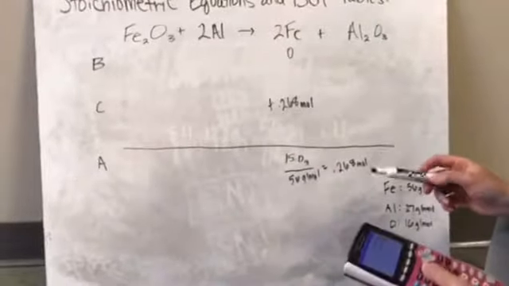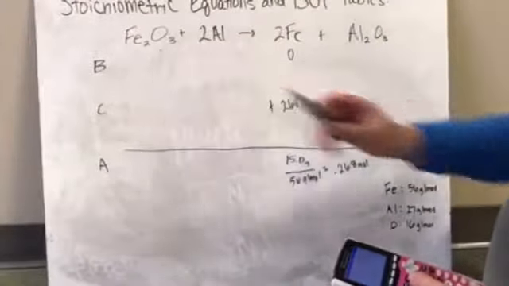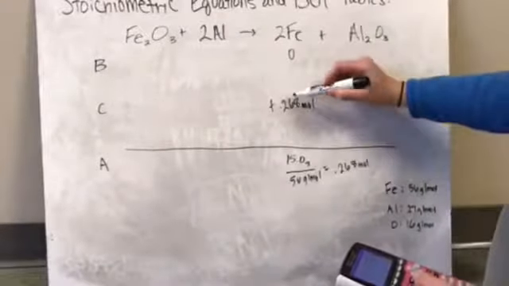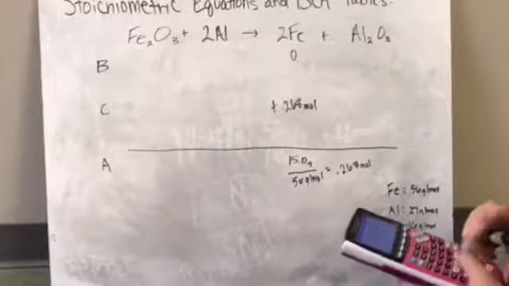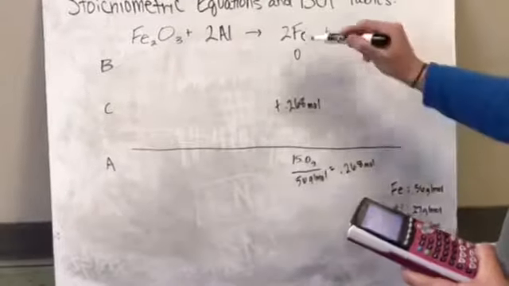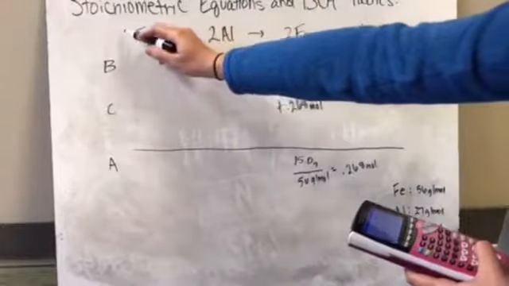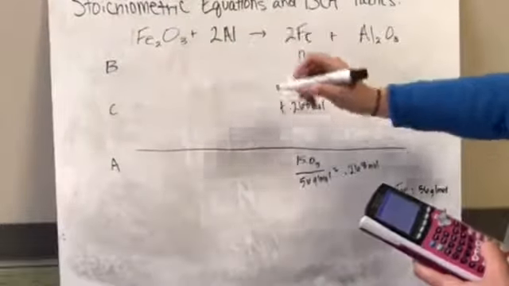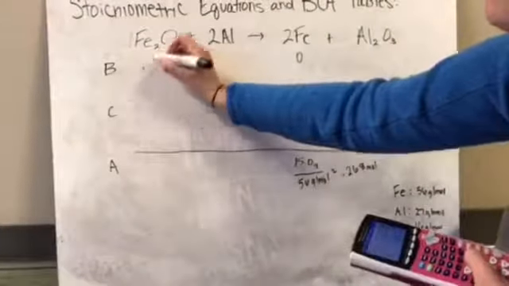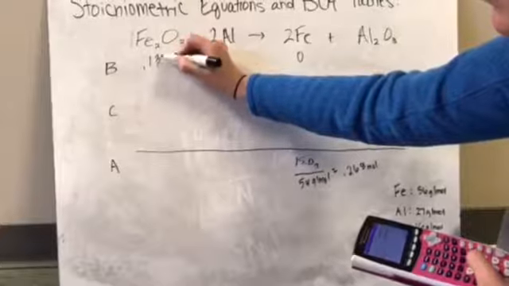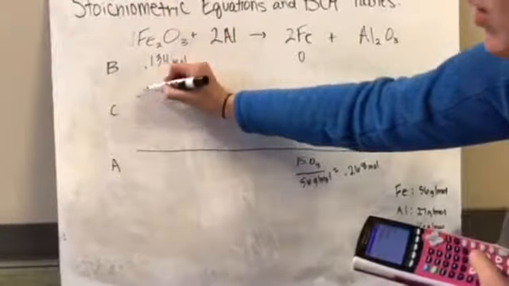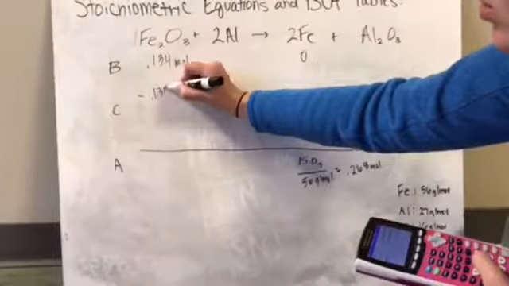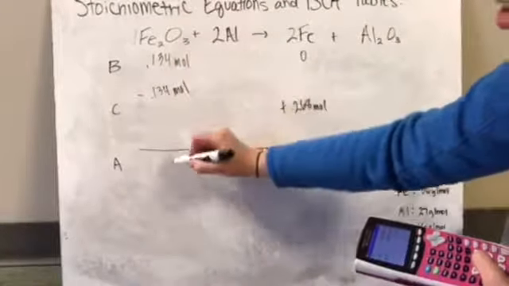So in order to find out how many moles of the iron oxide that we start with, we take this amount of moles and divide it by this coefficient, so 0.268 divided by 2. And then we multiply it by this coefficient, which is a 1. So that means that we started with 0.134 moles. Then we subtracted 0.134 moles and ended with 0.